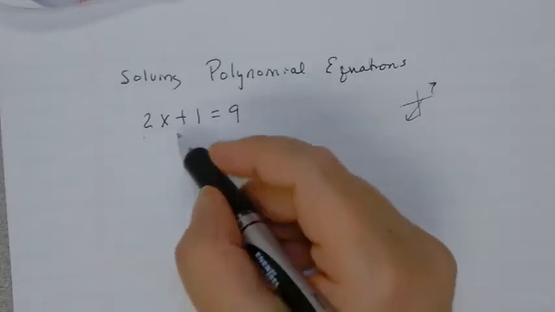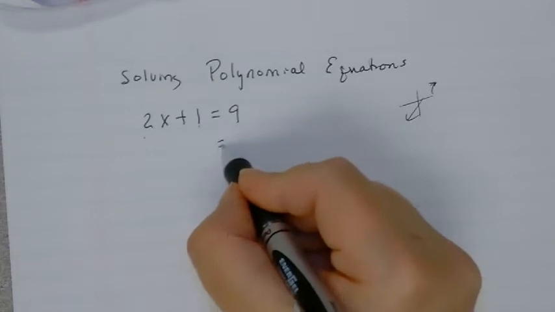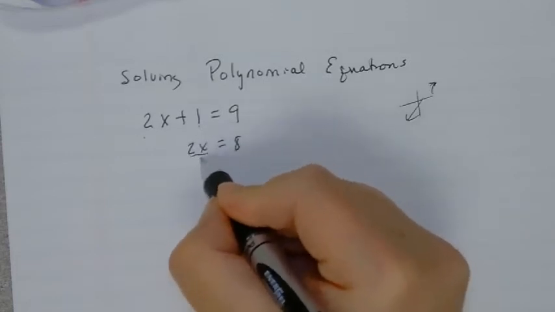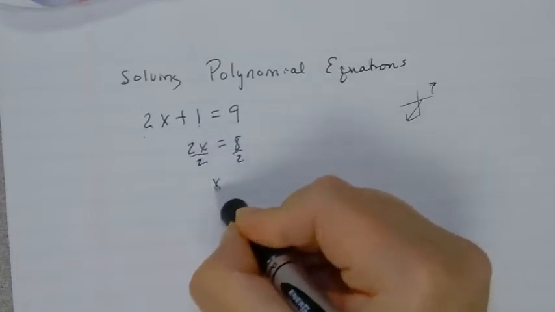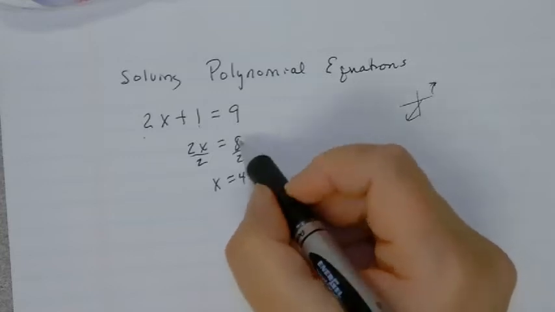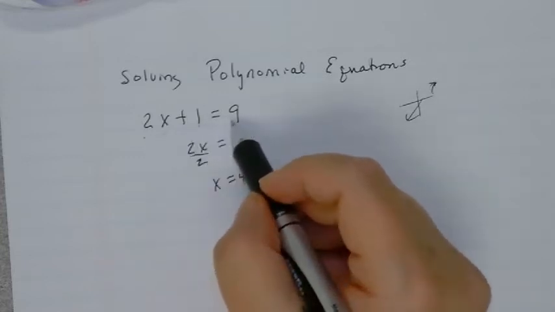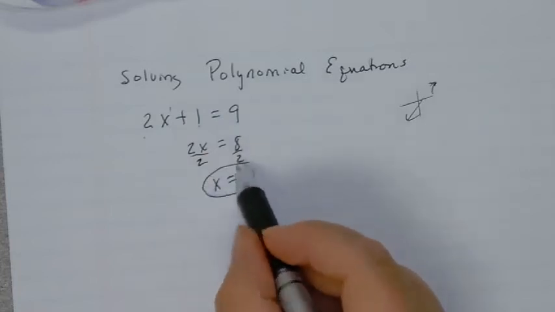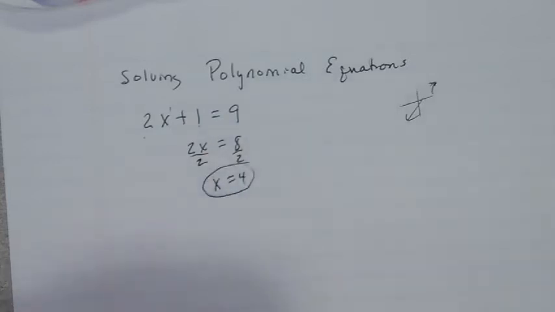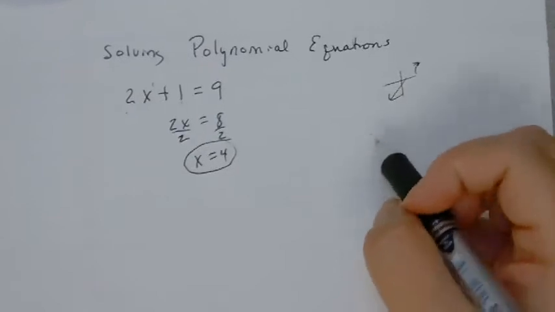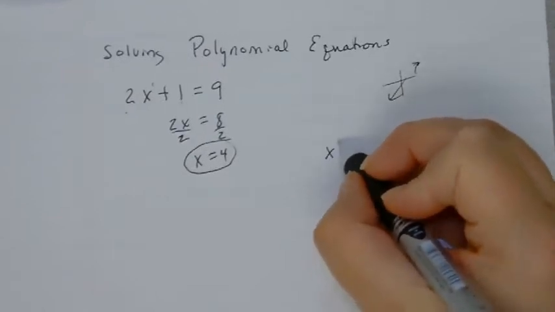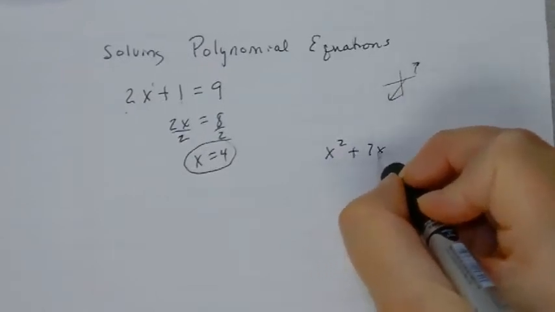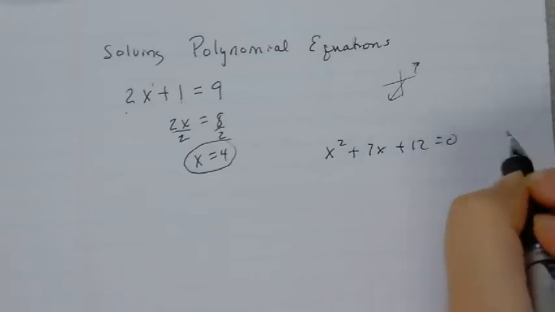If I solve this, I could minus 1 from both sides and divide by 2. So I would say x equals 4. So notice whenever there's a number right here, and this is an x to the first power problem, I get one solution.